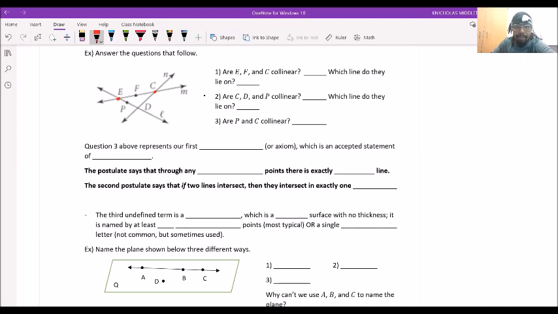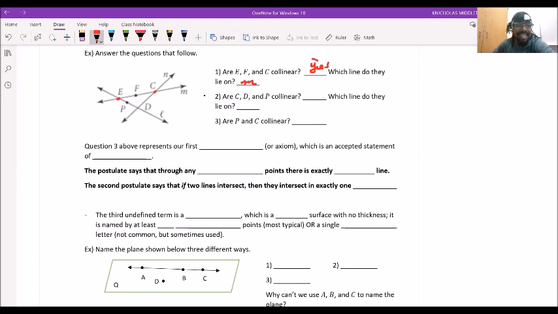So are E, F, and C collinear? Take a second, answer the 2 questions. As you look at it, yes, they are collinear. What line do they lie on? Well, they lie on line M. So they lie on line M, and yes, they are collinear.